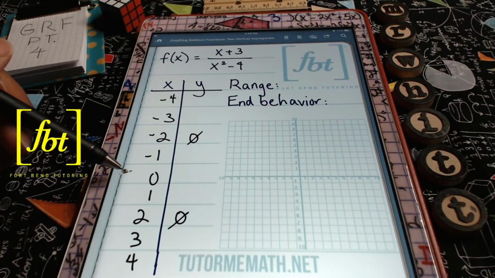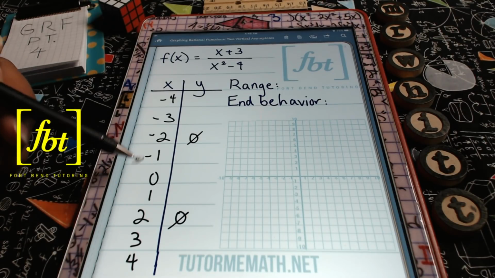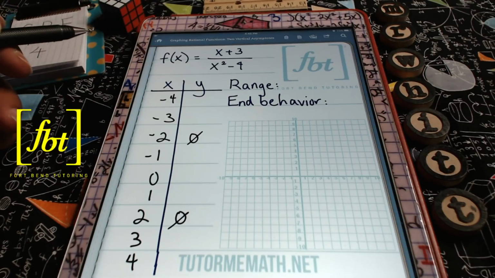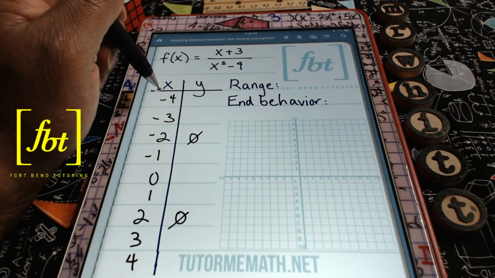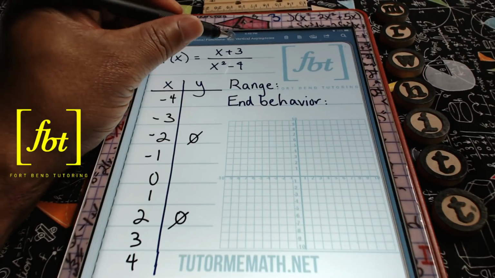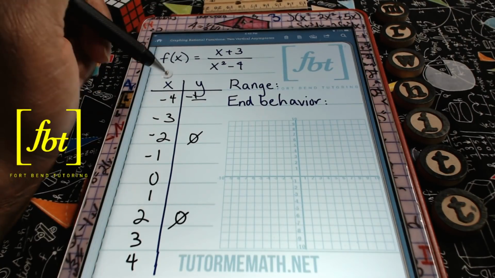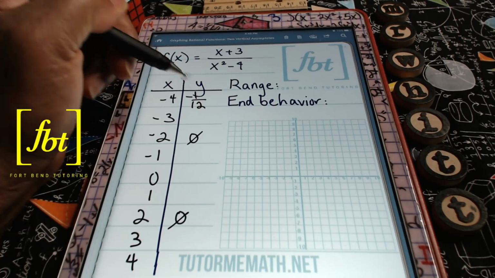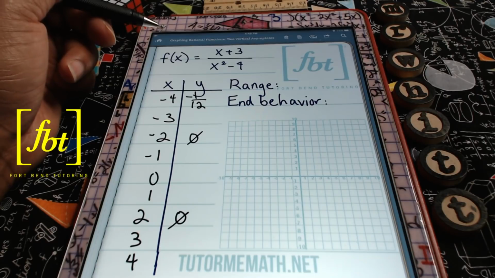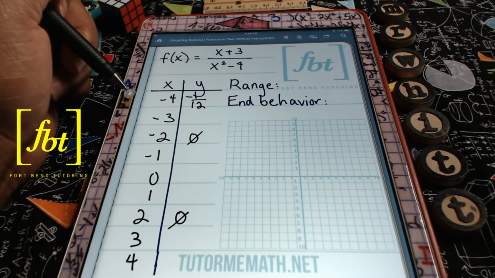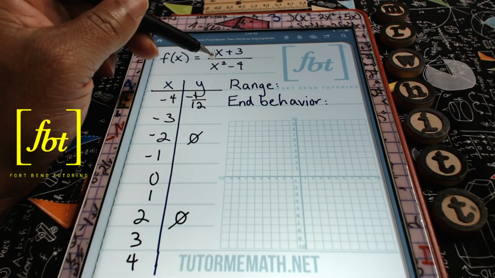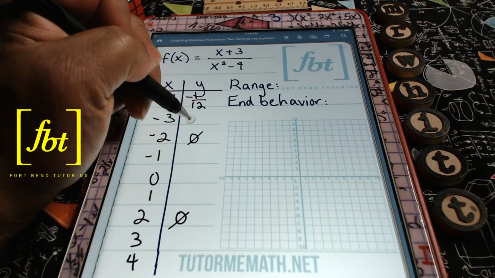So I chose -1, 0, and 1, which is going to divvy up that area between -2 and 2. Now all we have to do is plug in these values to figure out what the y value is. Let us begin with plugging in -4. We'll have -4 plus 3, which is -1 in the numerator, and in the denominator you'll have 16 minus 4, which gives us 12. So this is -1/12 for our y value when x equals -4. Plugging in -3, we end up with 0 in the numerator and 5 in the denominator. So 0 over 5 is just 0.